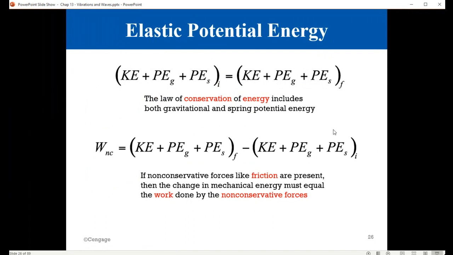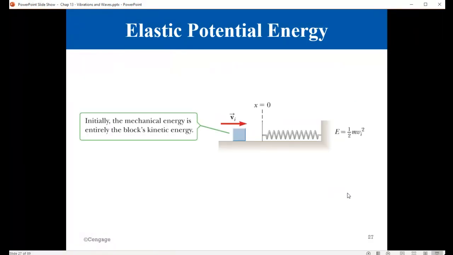However, sometimes there will be non-conservative forces like the force of friction. In that case, the difference between the final energy and the initial energy is equal to the work exerted against the non-conservative force, the force of friction. So these are useful formulas that we use when we solve problems.